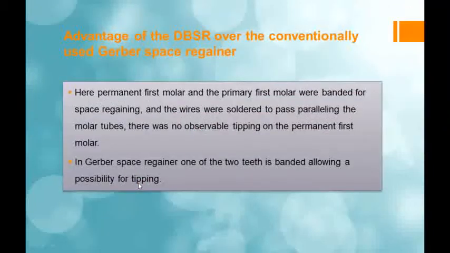The advantage of the double-banded space regainer over the conventionally used Gerber space regainer is that here the permanent first molar and the primary first molar were banded for space regaining, and the wire was shouldered to pass parallel to the molar tube, and there was no observable tipping of the permanent first molar. But in the Gerber space regainer, only one of the two teeth is banded, allowing the possibility of tipping of the tooth.